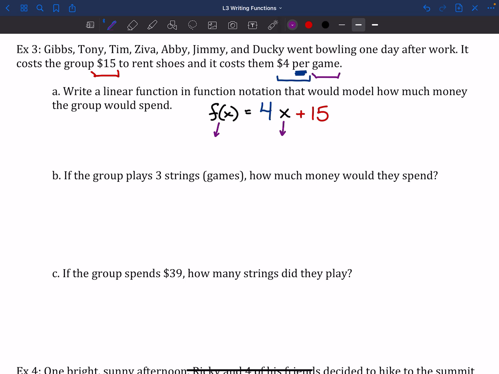Like I was saying, if you play 4 games, 4 times 4 is 16, you're paying that much for all those games. If you played 10 games, that would be 4 times 10, $40 for all those games. So x is the number of games played.